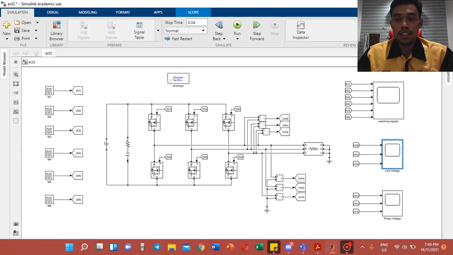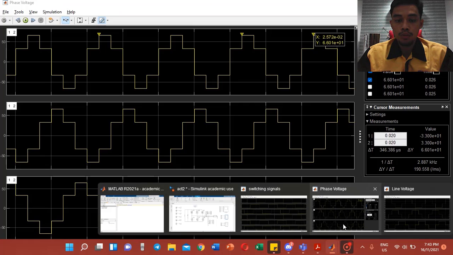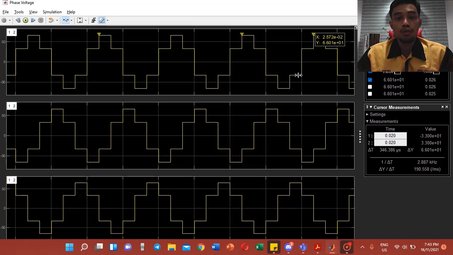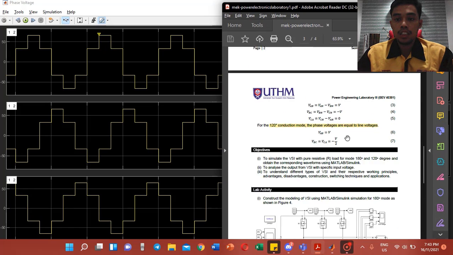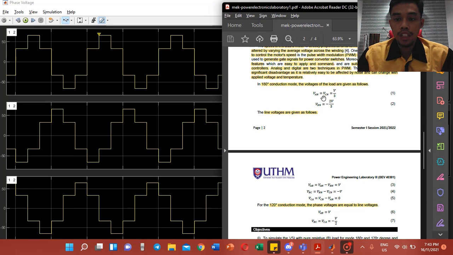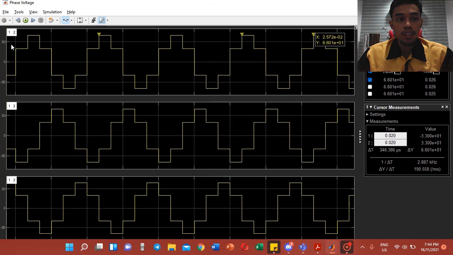And then for the next part, which is the phase voltage. So here is the phase voltage. Theoretically, phase voltage can be calculated using this formula: VAN equals VCN equals V divided by 3, and VBN equals negative 2V divided by 3, where V is the voltage source. As we can see here, the output waveform shows the first one, VAN, the second one, VBN, and the third one, VCN.